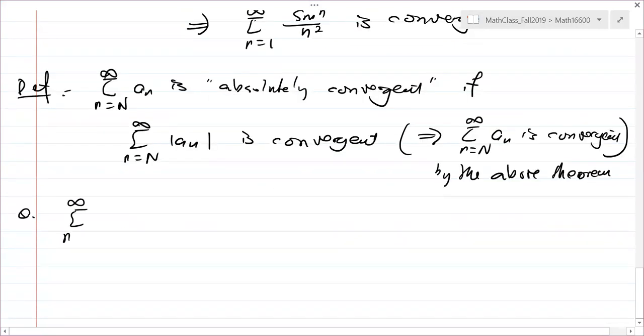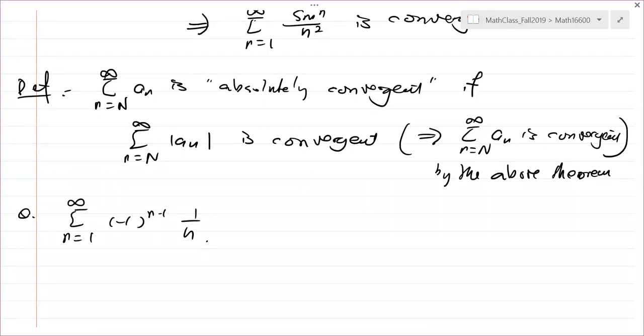Sigma. This series is convergent. We know that. Why? By the alternating series test. It's convergent because 1 over n decreases to 0 and is positive. But is it absolutely convergent? No. After you remove the negative sign, it will be divergent, because it's the harmonic series.